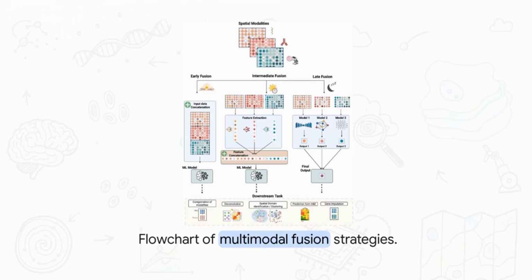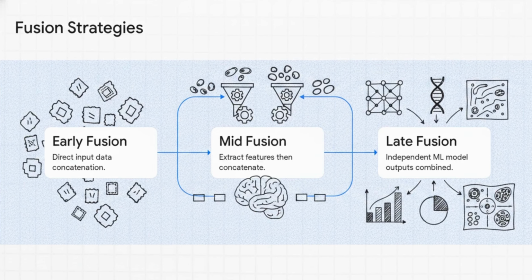It shows the overarching architecture of how raw spatial modalities, the RNA, the proteins, the imaging, are actually fed into machine learning models to accomplish those downstream tasks, flowing through very specific fusion paths. Basically, researchers have three chronological choices for when to blend all this data together. Early fusion is exactly what it sounds like. You directly combine the raw input matrices from the different modalities before doing anything else.